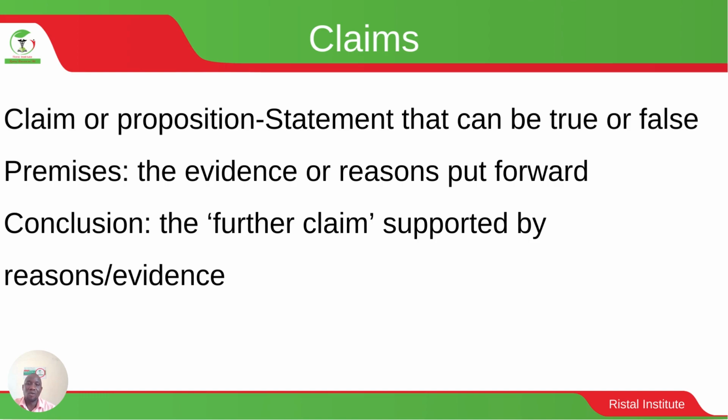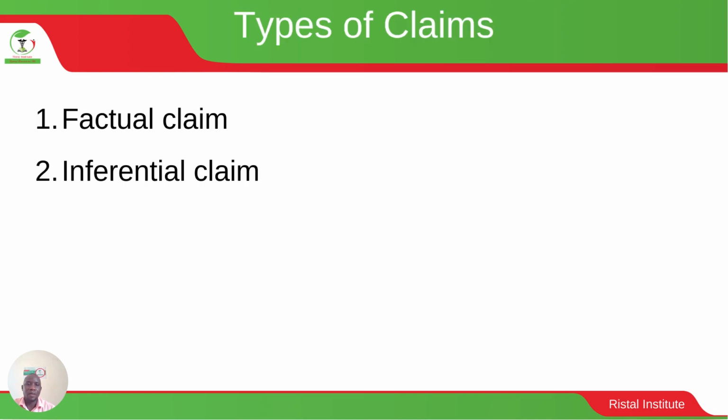Claims are statements that hold truth value in them, so the statements can either be true or false. And then the premises are the evidence or the reasons that are put forward to back up the conclusion. So the conclusion is basically a further claim that is backed up by reasons or evidence. These claims can be factual or inferential.